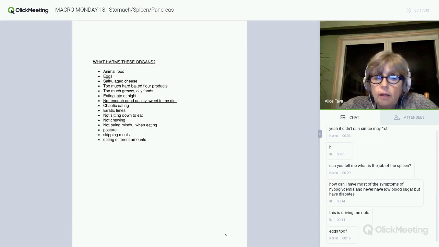Chaotic eating: eating at erratic times, not sitting down to eat, not chewing properly, not being mindful when you're eating, not paying attention to how much you're eating or how you're eating it, your posture when you're eating. Are you sitting down? Are you lying? Are you slouched on a couch? Are you eating in a car? Are you standing up when you're eating?